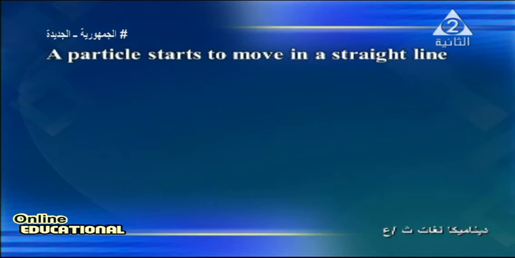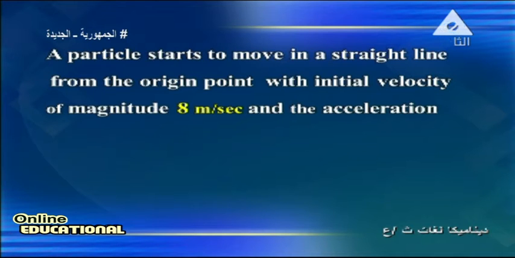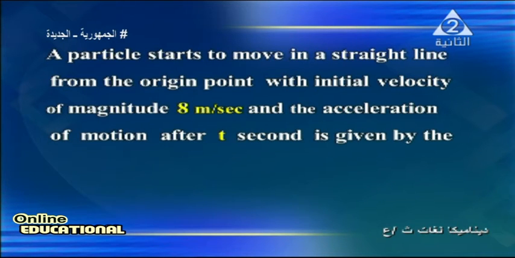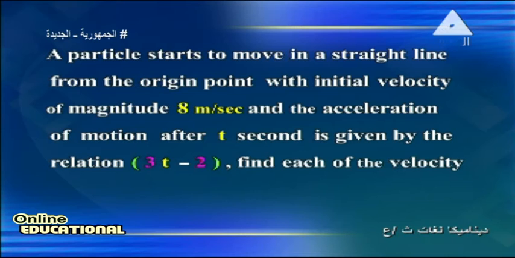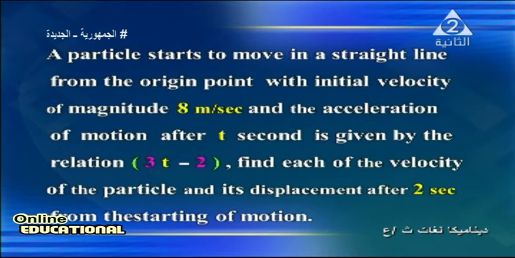A particle starts to move in a straight line from the origin point with an initial velocity of magnitude 8 meters per second, and the acceleration of motion after t seconds is given by the relation 3t minus 2. Find each of the velocity of the particle and its displacement after 2 seconds from the start of motion. Now we have the relation acceleration equals 3t minus 2, and we know that the acceleration a equals dv/dt, then dv/dt equals 3t minus 2.